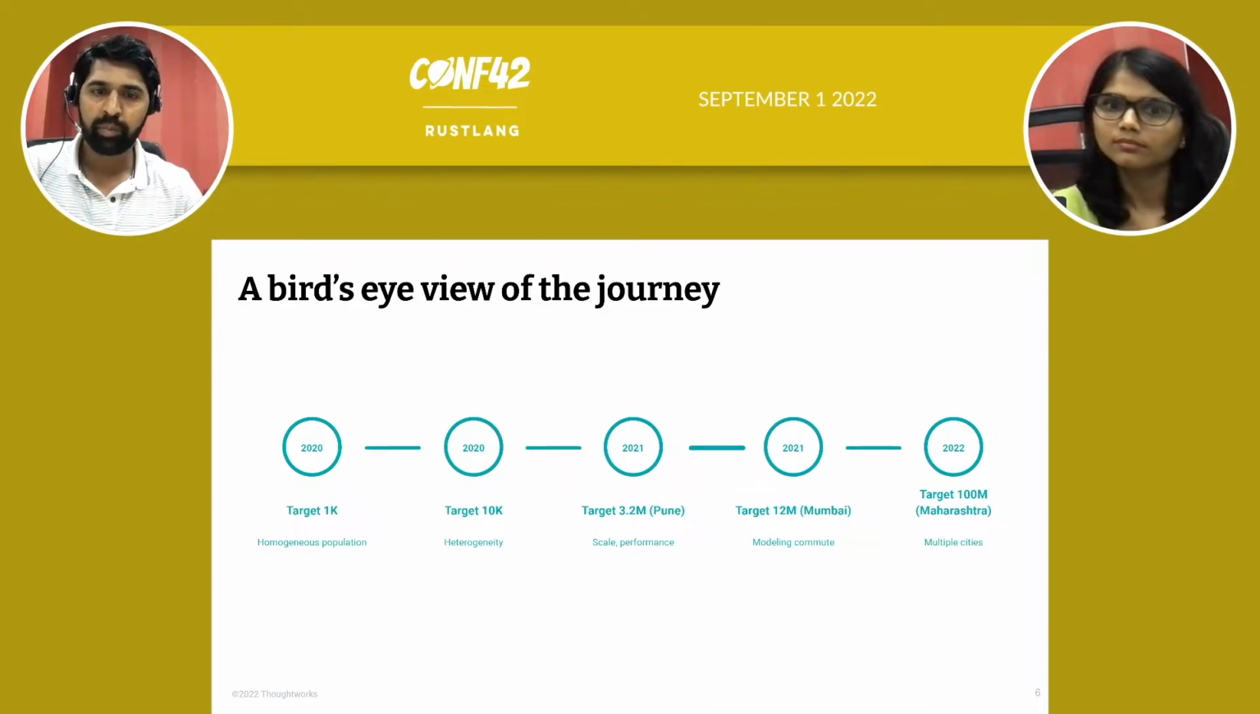Then once we modeled Pune, we went ahead and started modeling Mumbai. Mumbai is one of the metro cities in India, with a population of 12 million, roughly 4 times that of Pune. One of the challenges we faced in the Mumbai context is modeling commute, because many folks in Mumbai travel a large distance to reach their workplaces and then come back home. The next goal, which is work in progress, is to reach a scale of 100 million. With 100 million, we can model our state, Maharashtra, one of the largest states in India, which will also help us model multiple cities at the same time.